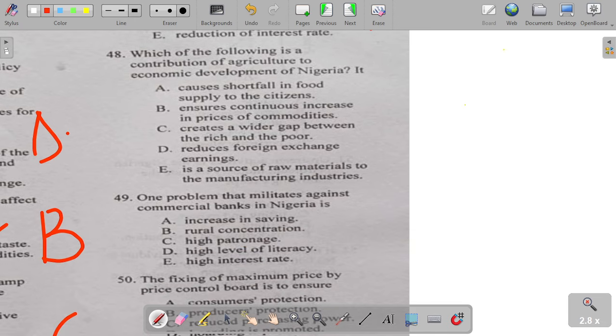Then number 48. Which of the following is a contribution of agriculture to economic development in Nigeria? Causes shortfall in goods supply, if food supply is not at all. Ensure continuous increase in price of commodity, no. Create a wider gap between, not at all. Reduce foreign exchange earnings, no. It's a source of raw material for the market, yes. 48 is E.